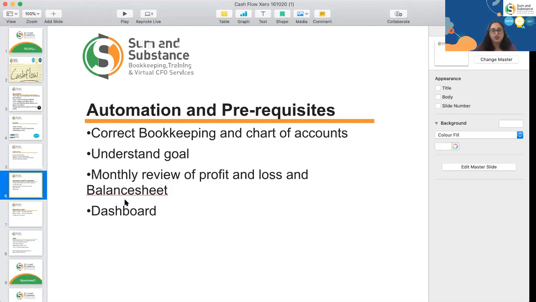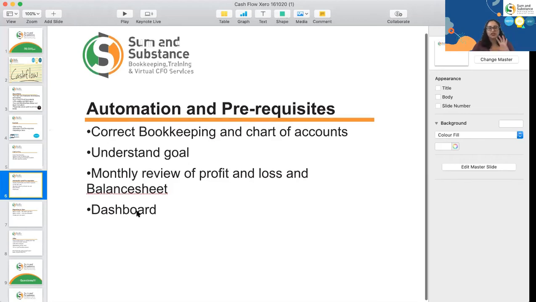Cool. So you want to make sure you've got your profit and loss and balance sheet intact if you want to look at your cash flow reporting. Cool. I'm going to show you the dashboard now as well. Keeping an eye on the dashboard is super, super important in Xero. I'm just going to share my Xero screen with you all now.